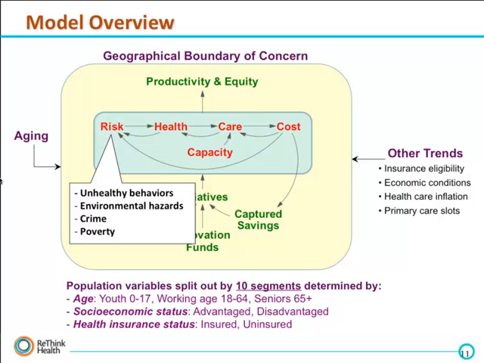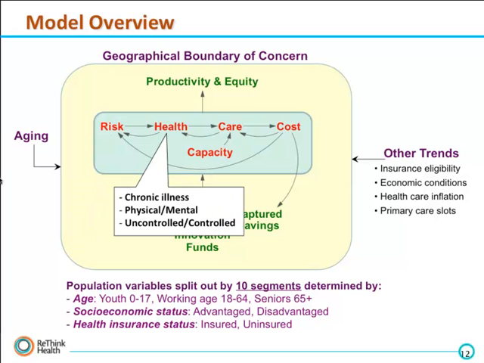So let's imagine the case of a person who has bad nutrition and is a little bit inactive. They're not exercising enough, and this has led to them becoming obese. What might happen to that person? That person will be more likely than others to develop a chronic illness like diabetes.